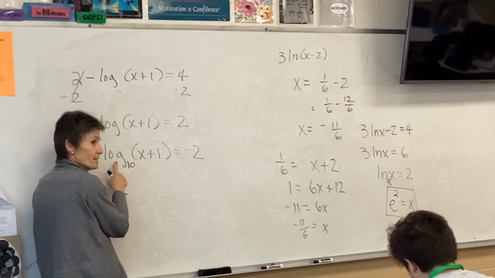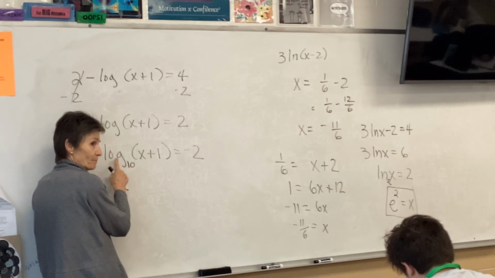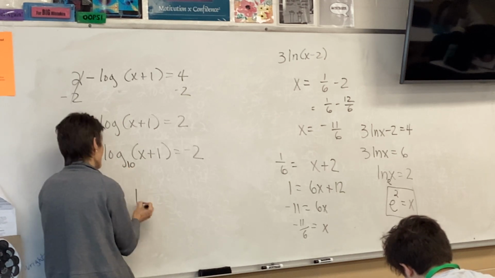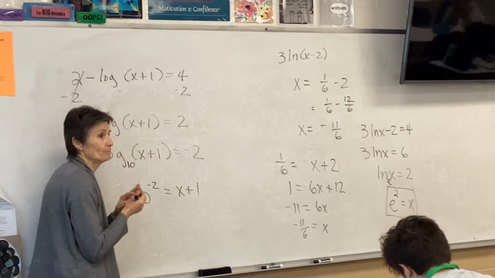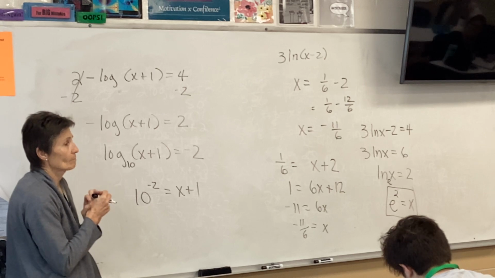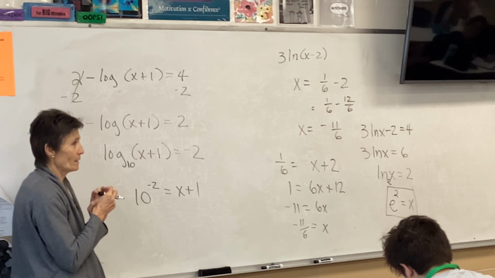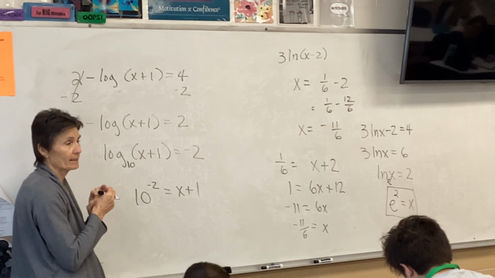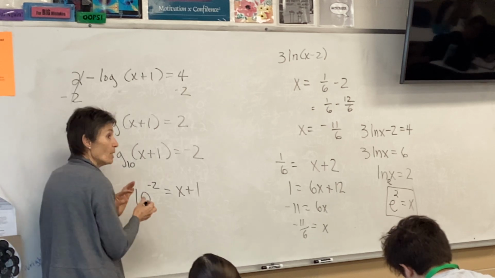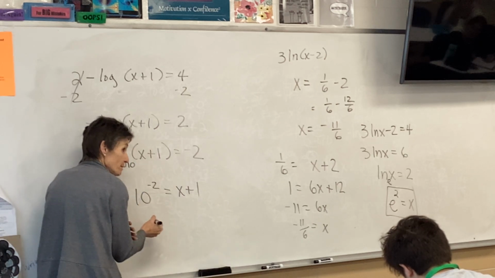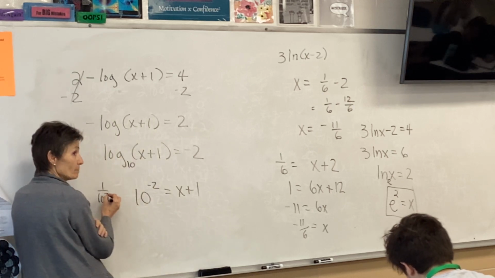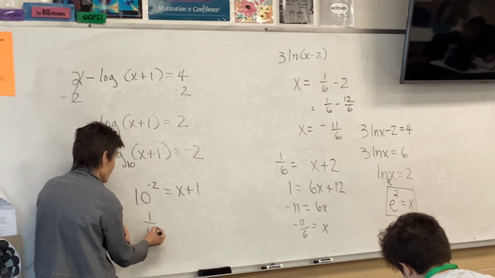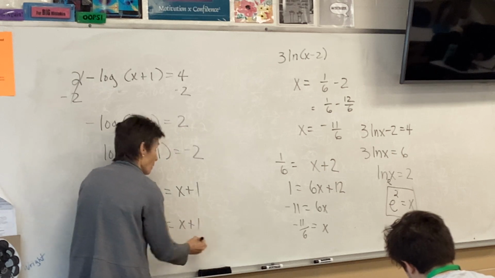All right, now what? Add 10 and roll it. Yeah, we're going to add a 10 and roll it. That's exactly right. So here we go. This one, Josh, is log base 10? Yeah, it is. So 10 to the negative second equals x plus 1. What's 10 to the negative second? 1 over 10 squared, so this is 1 over 100 equals x plus 1.